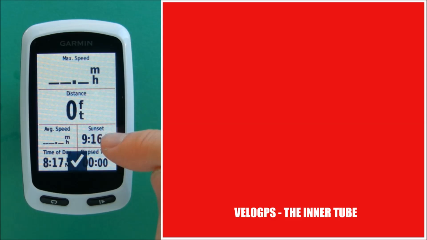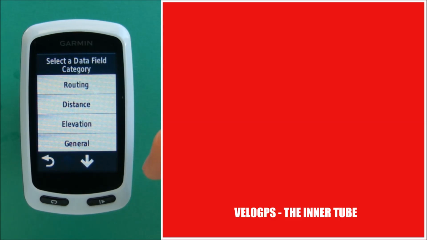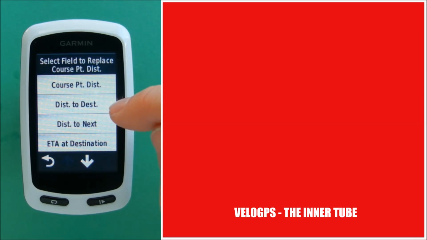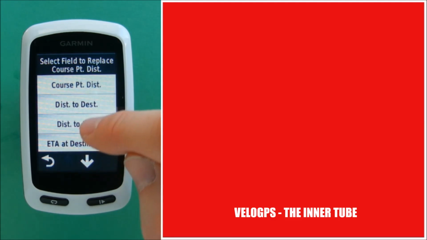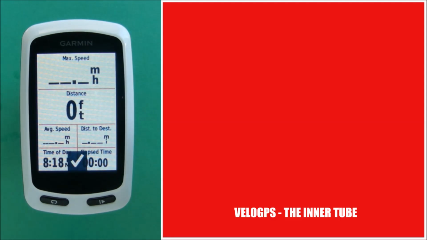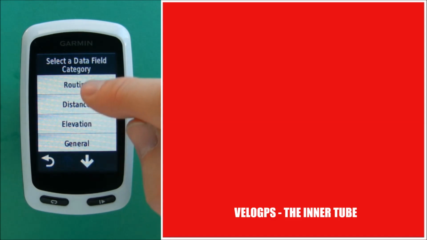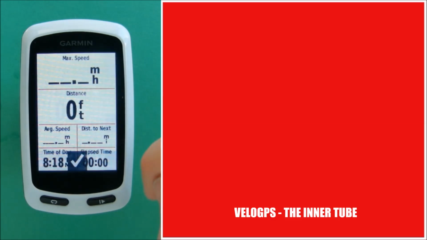But again, if you wanted to change another field, we've got sunset programmed in here at the moment. If we wanted to change it, we just touch on it, and maybe we'll go with one of the routing options, a sort of navigational instruction. So perhaps distance to next would seem sensible. So distance to, in fact that's distance to destination we've set in there. Let's change it back to distance to next.